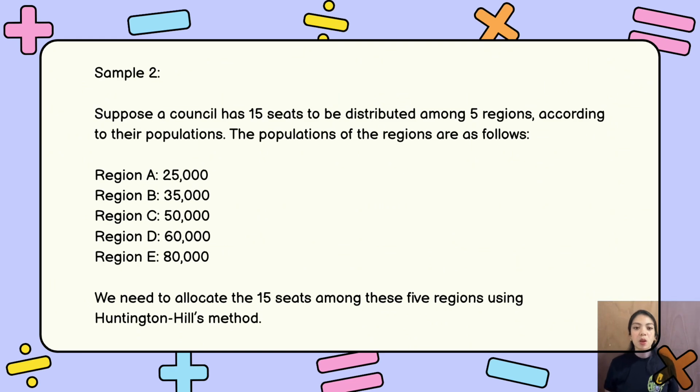Sample 2. Suppose a council has 15 seats to be distributed among 5 regions according to their populations. The populations of the regions are: Region A is 35,000, Region B is 35,000, Region C is 50,000, Region D is 60,000, and Region E is 80,000. We need to allocate the 15 seats among these 5 regions using Huntington-Hill's method.